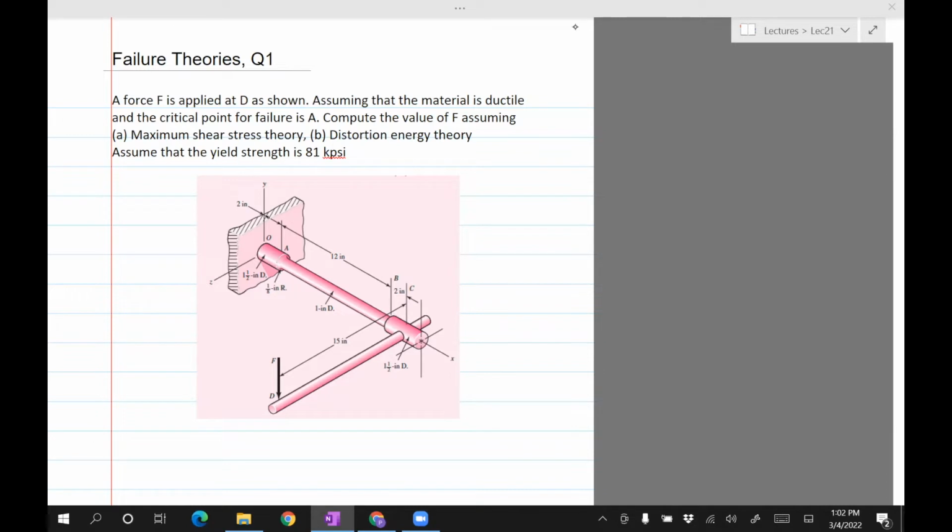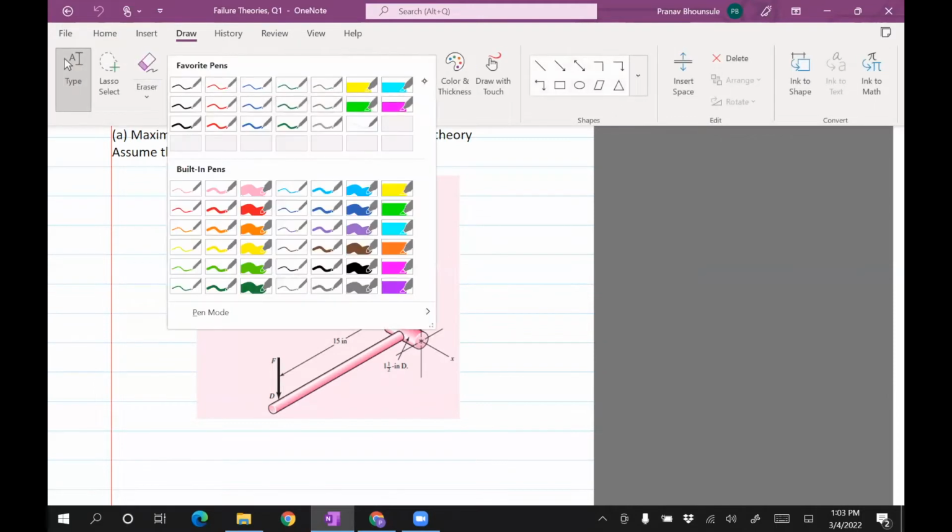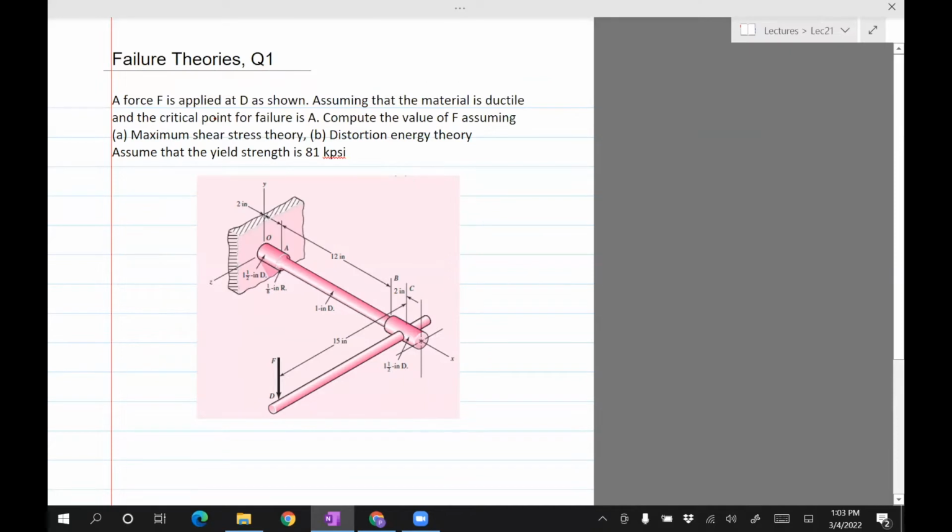That is, given a structural element which is loaded in a certain fashion, you want to figure out what the stresses are and what are the critical points. Again, I'm just going to attempt to explain these to you. Okay, so I'm assuming you've downloaded this question from Blackboard and just get started. Okay, let's read the question.